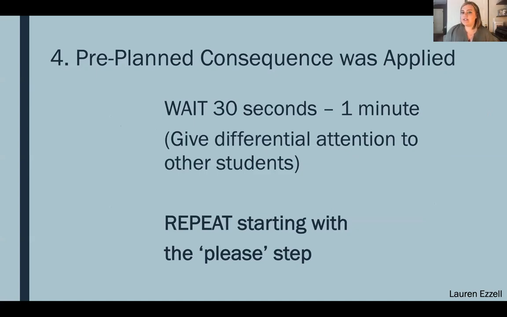So your pre-planned consequence was applied and they didn't comply. Your pre-planned consequence was applied. You wait 30 seconds to 1 minute. You're giving differential attention to other students. Hey, Sally, your penmanship looks so great today. Oh, Billy, thanks for getting your math book out. Way to go, man. Great choice. Great job following directions. Hey, they didn't comply. They didn't do it. You're going to start again with that please step.